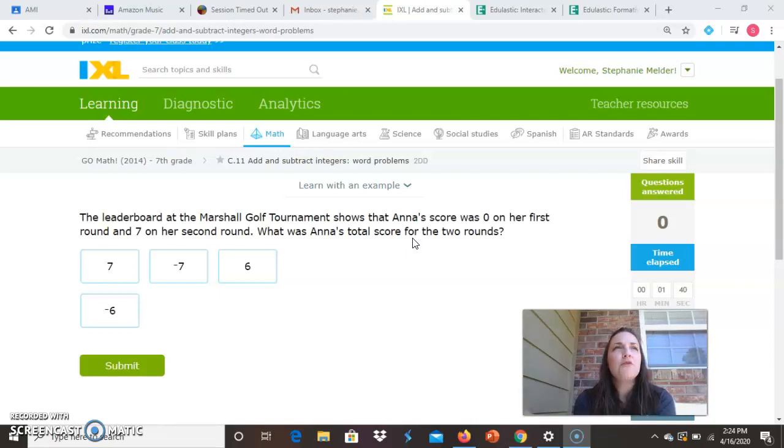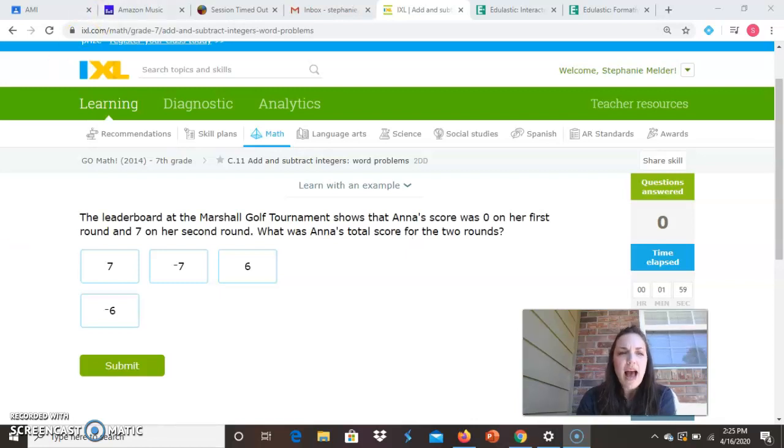I'm trying to think of a few other terms like deposit. That means we are putting money into our account. Withdraw means that we are taking it out. So we have to think about, what do these words mean in terms of the type of integers we're going to use? All right, so let's look at our first example.